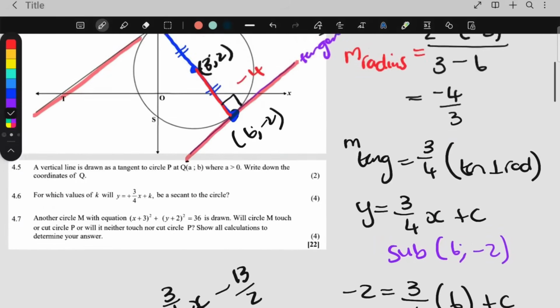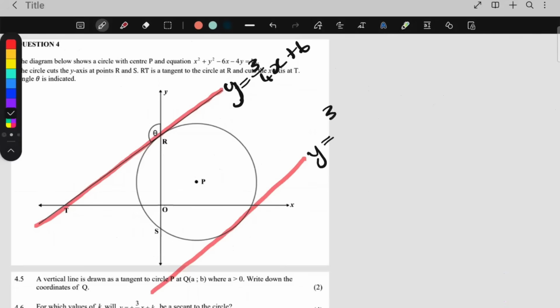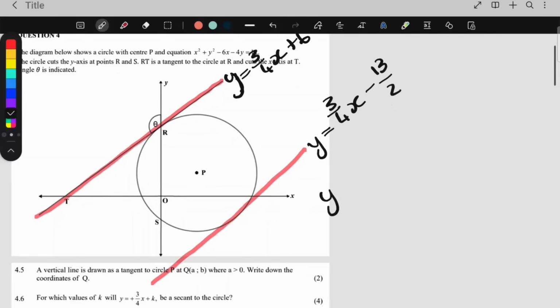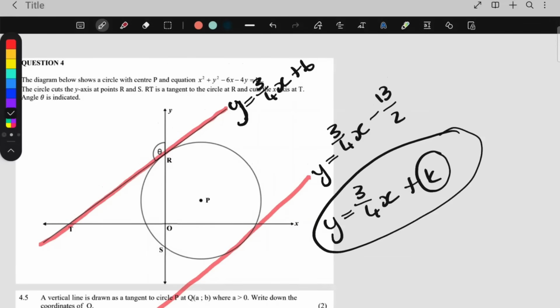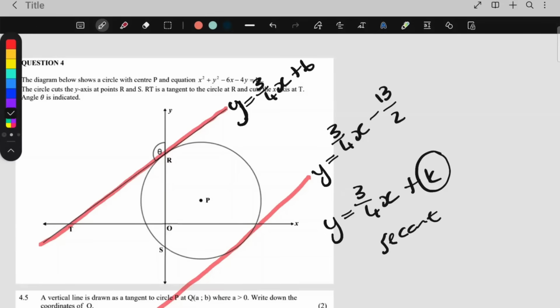So let's put that in now. This equation is 3 over 4x minus 13 over 2. They asked us this question: if you have a straight line like this, with a y-intercept, what must the y-intercept be for this line to cut the circle twice? Remember, a secant is when a line cuts the circle twice. So k refers to the y-intercept.